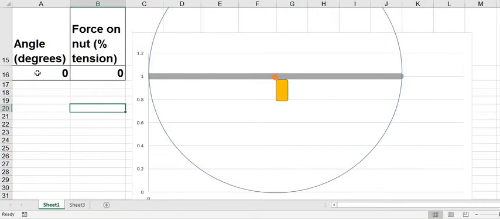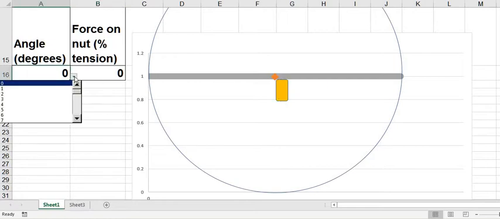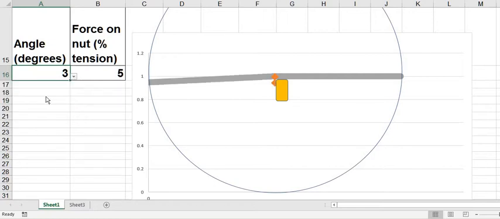And as you can see, at 0 degrees, there is no downward force on the nut. And this is the force on the nut as a percentage of the tension. So if I've got a 10 kilo pull force on the string, at the moment, 0% of that is being pushed into the nut. I'll increase the angle. I'll increase it to 3 degrees. You can see that there's now a slight downward force on the nut. It's actually 5% of the pull strength. So if this is 10 kilos, that's 500 grams now being pushed into the nut.